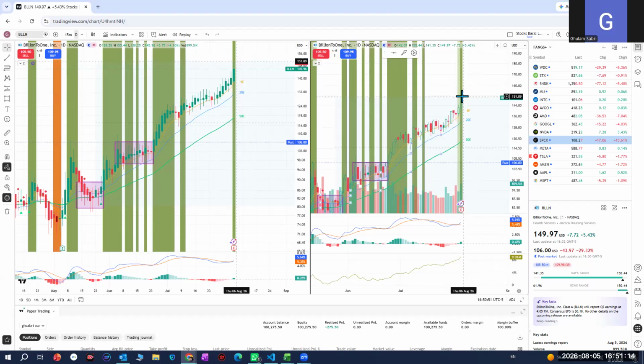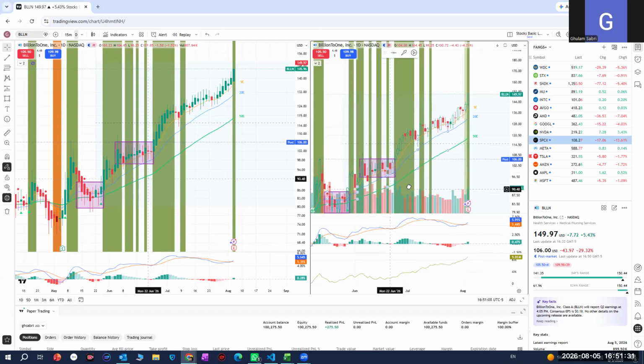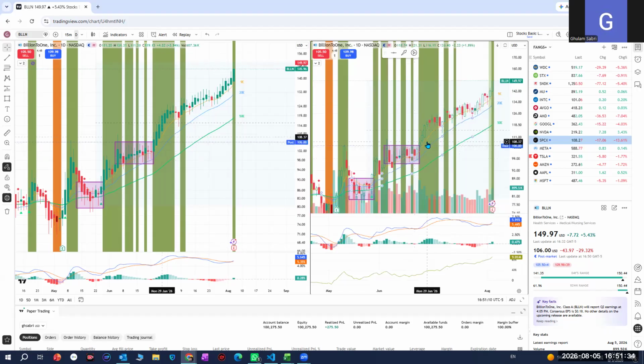150 round level, earnings around the way. It has to come down. There's no magic in the stock market. Logic says that it will come down and consolidate, but it has come down to 106 level, a 29% drop in one day. That's a lot. In other words, it is almost at the top.